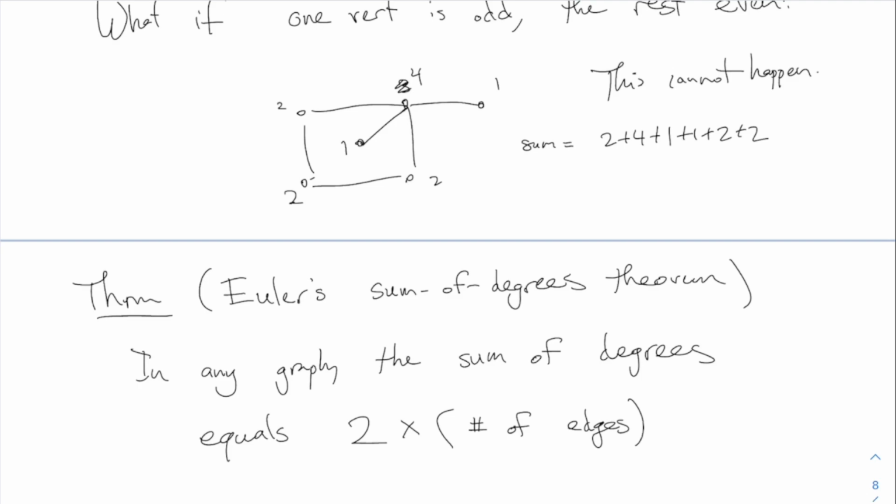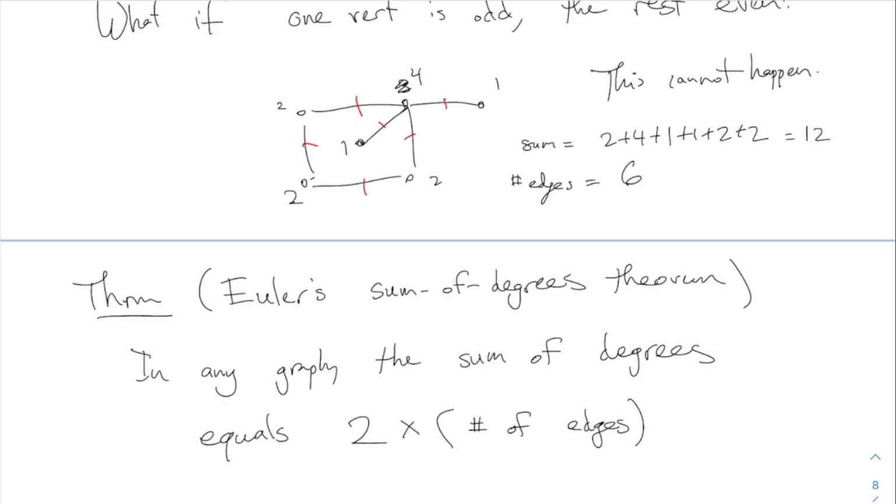That is 6, 7, 8, 9, 10, 11, 12. And the number of edges is 6, isn't it? I got 1, 2, 3, 4, 5, 6. So there are 6 edges, and the sum of the degrees is 12. This will always work out.